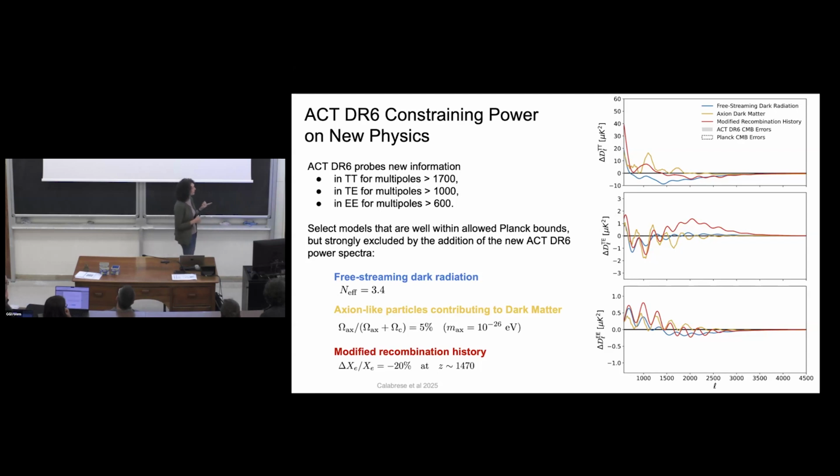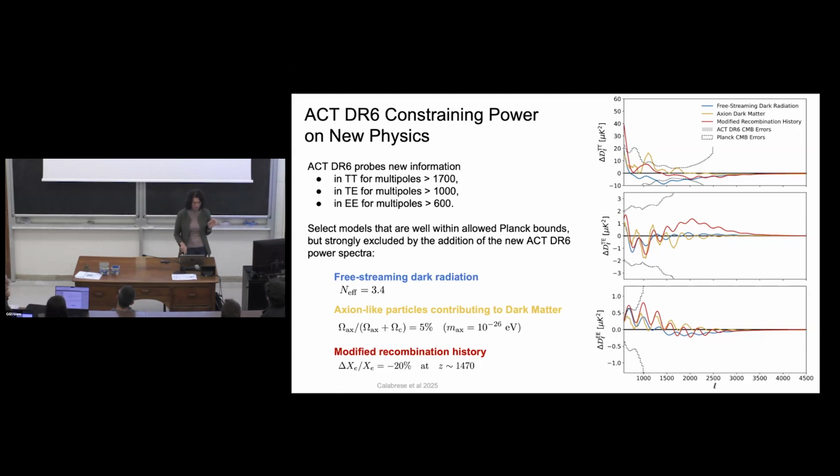So in blue, we are showing what extra free-streaming dark radiation would look like compared to lambda CDM. In gold, it's what a contribution to dark matter from axion-like particles would look like. And then in red, a non-standard recombination history, with the details described by those parameters over there. And so you see that all these models have features and differences compared to the standard lambda CDM model.